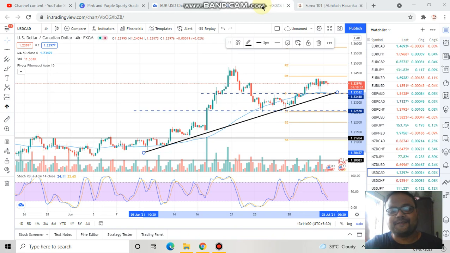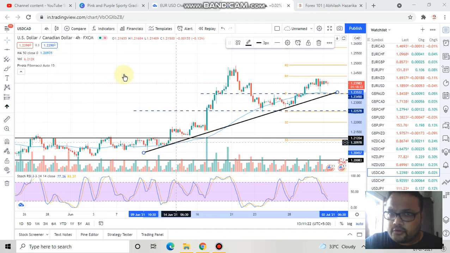So let's get started. This is the 4 hour chart of US dollar, Canadian dollar, my favorite 4 hours time frame. And if you just look at the chart, you can easily see that right now US dollar, Canadian dollar is in uptrend. There is no doubt about it that the market is in uptrend, and you can clearly see that the market is following this trend line in the form of support.